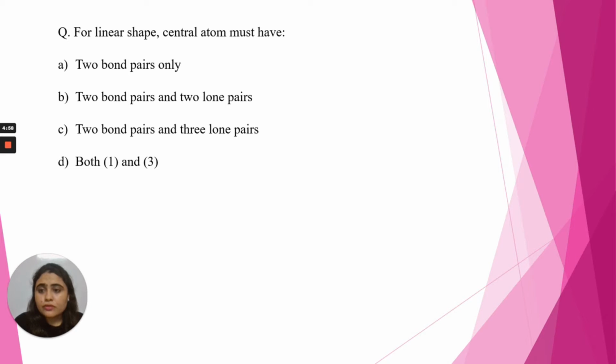Hi everyone. For linear shapes, the central atom must have two bond pairs only, two bond pairs and two lone pairs, two bond pairs and three lone pairs. And option 4 is both option A and C. So for the given pairs, three bond pairs and lone pairs. So three lone pairs plus two, the total is 5.